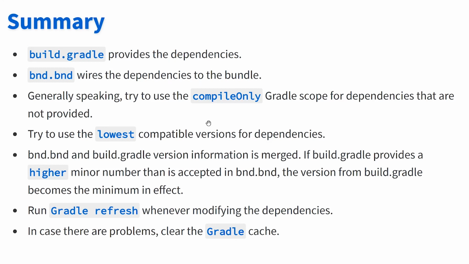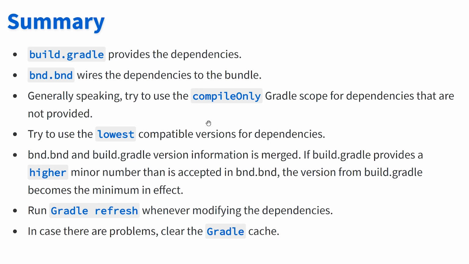First and foremost, the build.gradle file is what's going to help us provide the dependencies. That's where we're going to define all of them. The bnd.bnd is what helps wire the dependencies to our bundles, saying that this bundle is being exported and what version of it. Right. Generally speaking, we typically try to use that compile only Gradle scope for dependencies that are not provided. If we are going to be specifying version numbers, we're always going to try to use the lowest compatible versions when we're talking about dependencies.